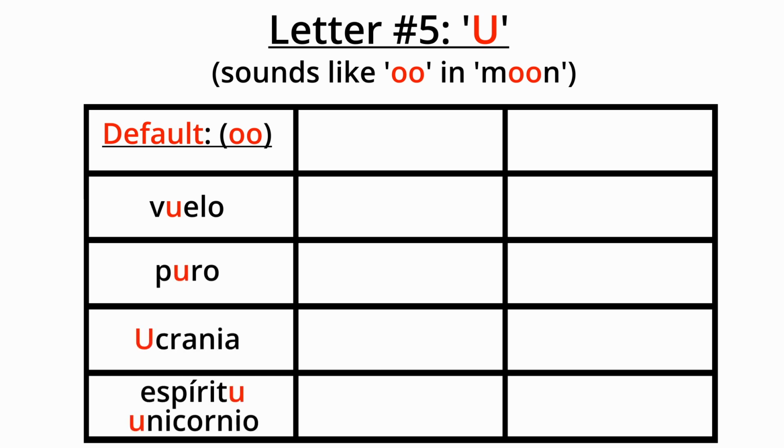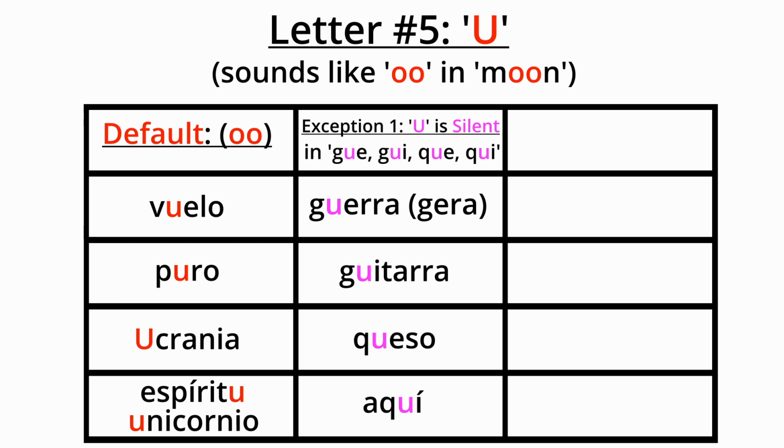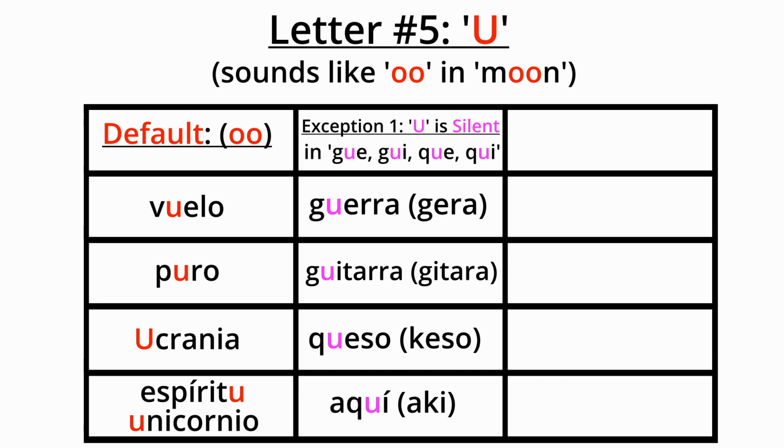Now, there's 2 exceptions to this basic rule. Exception number 1 happens when the letter U comes in groups of letters ge, gi, ke, or ki. In this case, our letter U will go completely silent. Examples: guerra, guitarra, queso, aquí. Notice how we just skip U completely. We don't say guerra, it's guerra. We don't say guitarra, we say guitarra. Same goes for queso and aquí. They're not queso nor aquí.